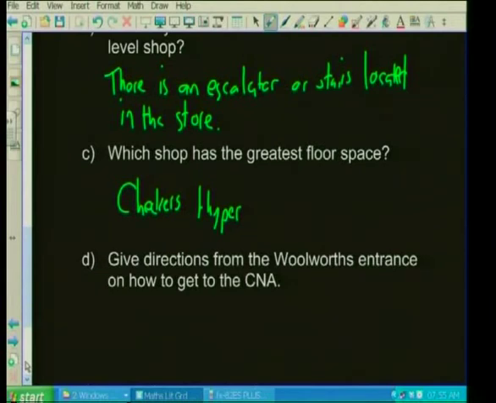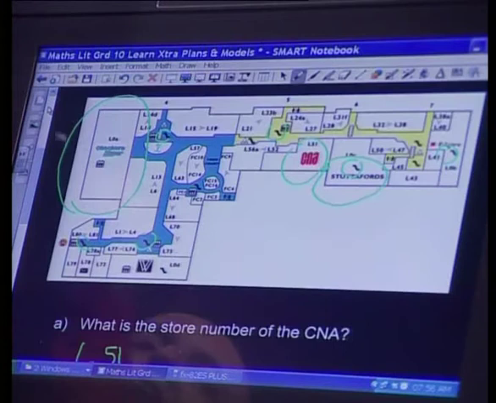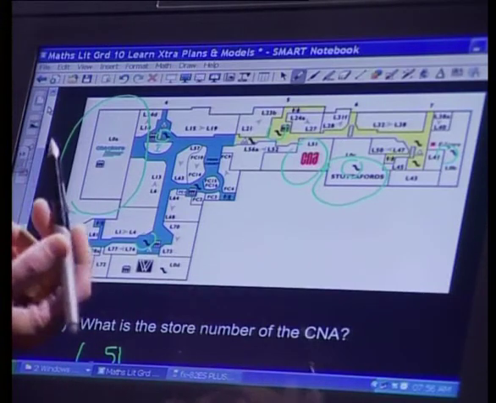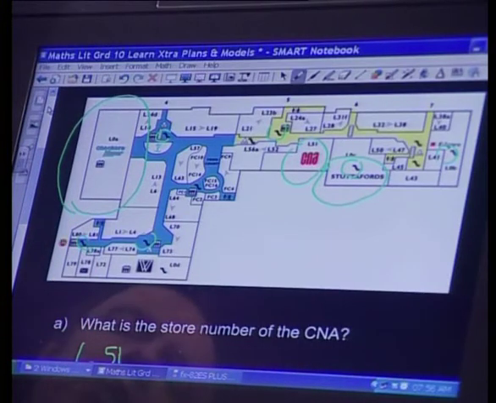Now moving on to question D, the question says, give directions from the Woolworths entrance on how to get to the C&A. And these are also some quite typical questions that you sometimes encounter in the examinations. They'll ask you to give directions from a map or a floor plan or maybe a site plan. How do I get from point A to point B? Well, what I always like to do when I have questions like that is you've obviously got to go and locate your beginning and your end points.